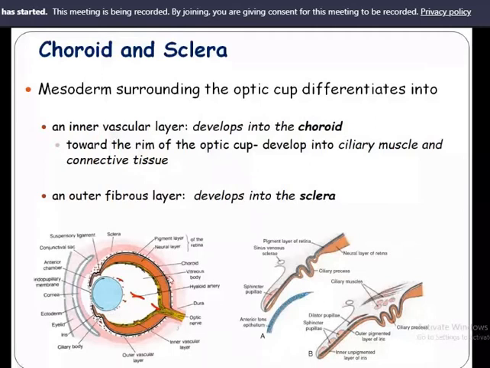But you see, the retina, the ciliary body and the iris are developed from the optic cup. The choroid and the sclera will be developed from the mesoderm which is surrounding the outside of the optic cup.